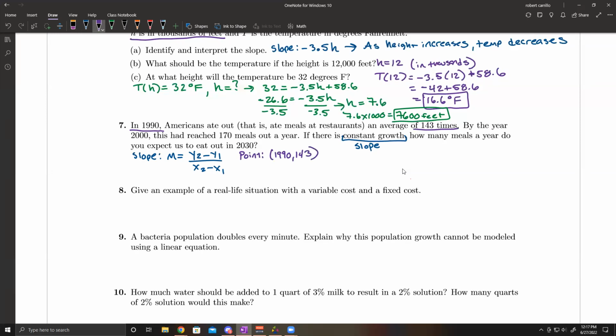Now, my second point is that in the year 2000, those numbers reached 170 meals. So this would be (2000, 170). Now, there's my 2 points. And since there's a constant growth in the change of meals being eaten, we can find the slope between those 2 points. So let's go ahead and find the slope.